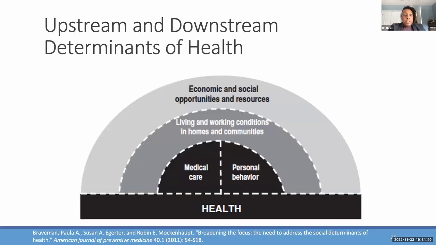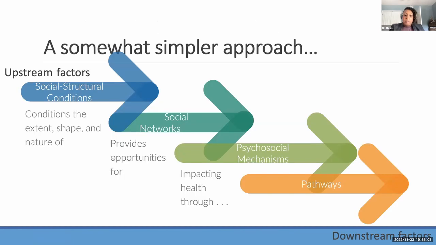When we talk about upstream and downstream determinants of health, Paula Braveman talks about things like economic and social opportunities and resources as being the framing for what leads to our downstream health outcomes. But living and working conditions are also embedded in the larger society, as well as medical care and personal behavior. And I think another way to think about this, and maybe a simpler approach, is to think about the various levels at which things influence our disease outcomes.